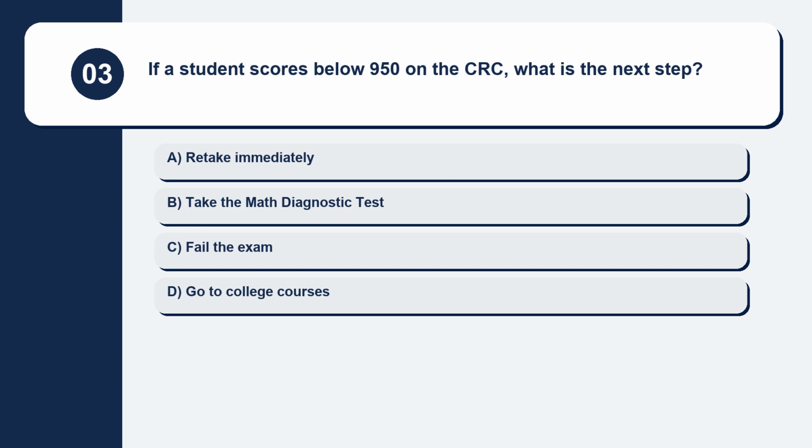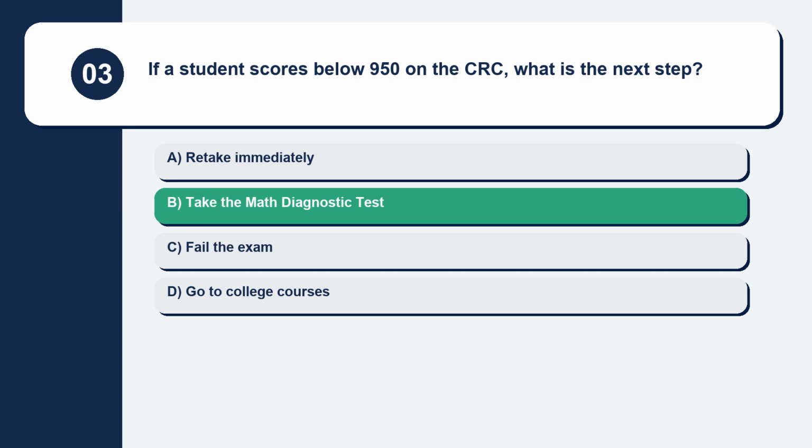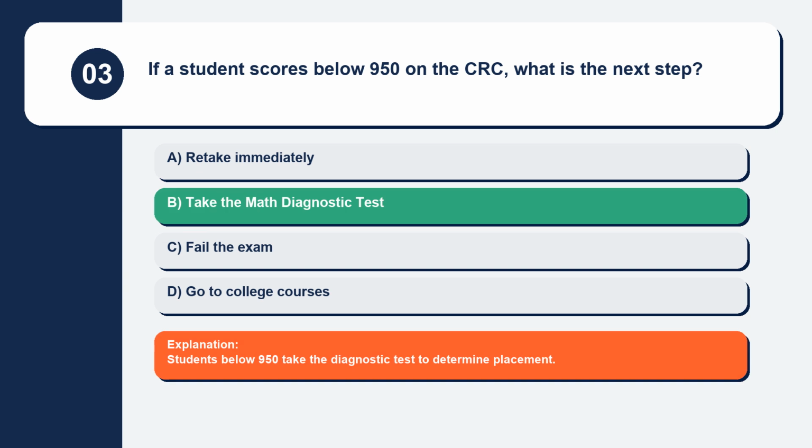Question 3. If a student scores below 950 on the CRC, what is the next step? Retake immediately. Take the math diagnostic test. Fail the exam. Go to college courses. Students below 950 take the diagnostic test to determine placement.